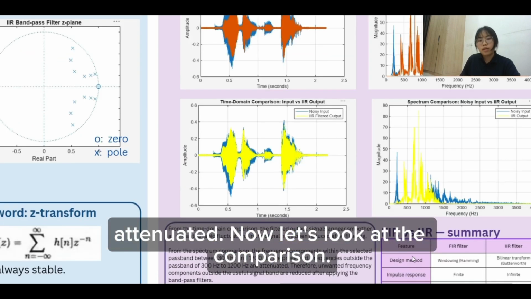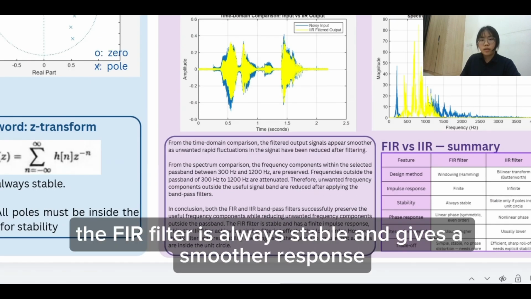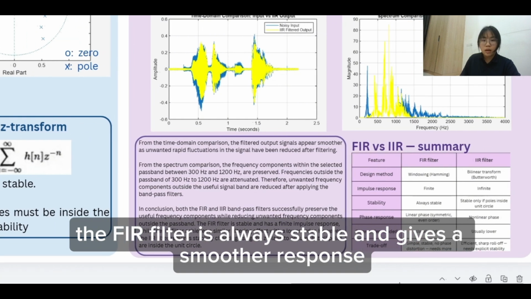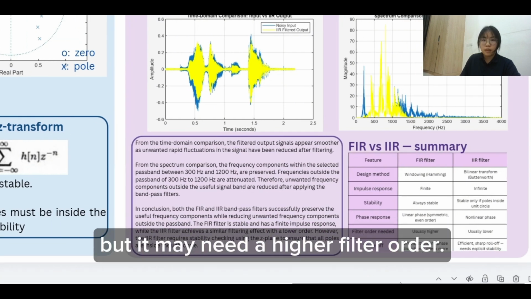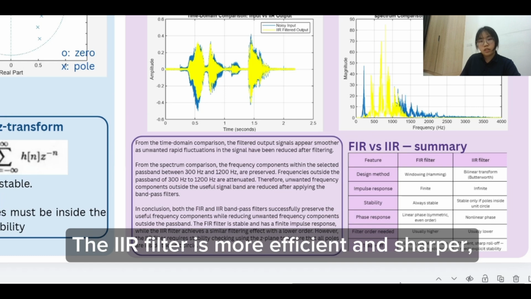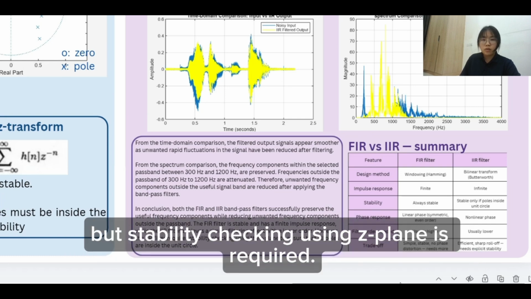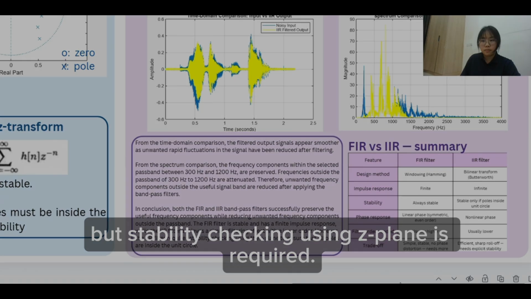Now, let's look at the comparison. The FIR filter is always stable and gives a smoother response, but it may need a higher filter order. The IIR filter is more efficient and sharper, but stability checking using the Z-plane is required. Now let us listen to the original audio signal and the audio signal after applying the FIR and IIR filters.